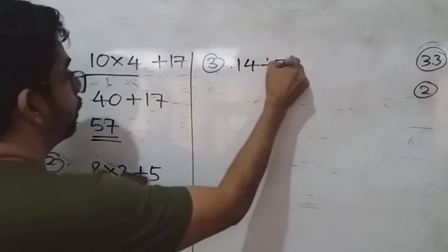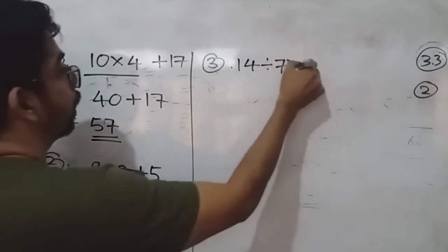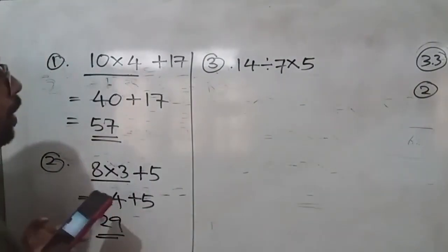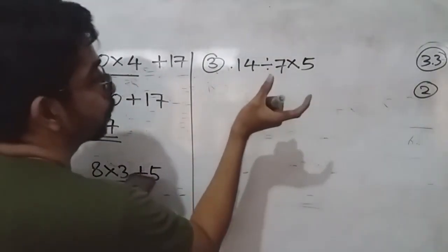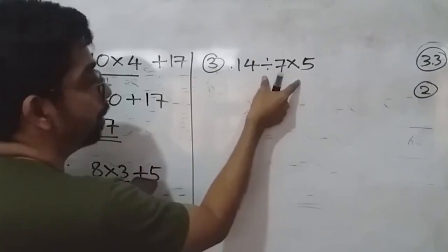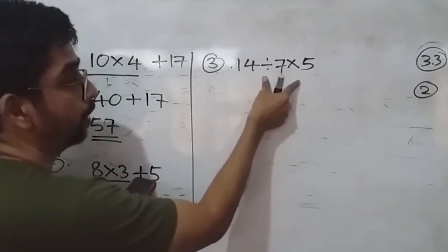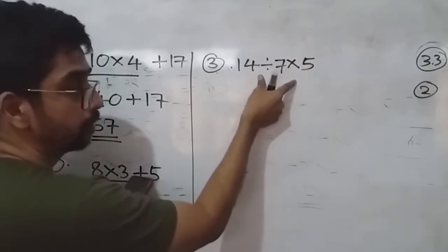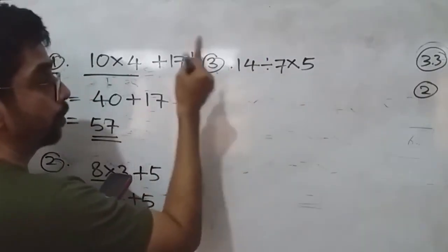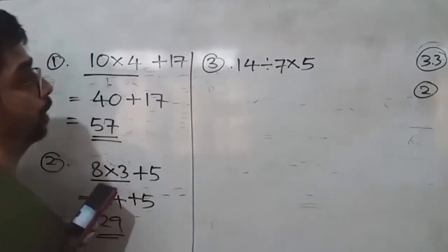14 divided by 7 times 5. Right? So we have to do what? So here both division and multiplication are there. Right? So when they are both there, right? What do we have to do? We have to start from the left, work our way to the right.